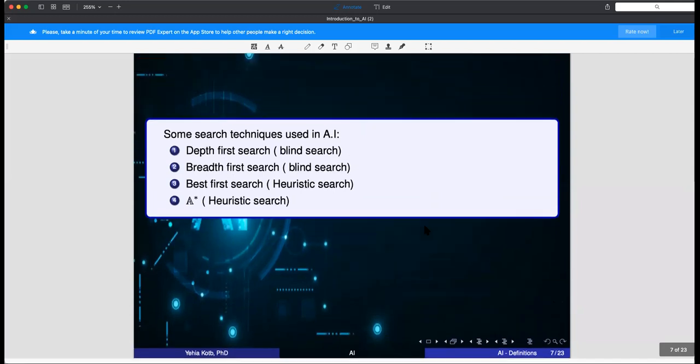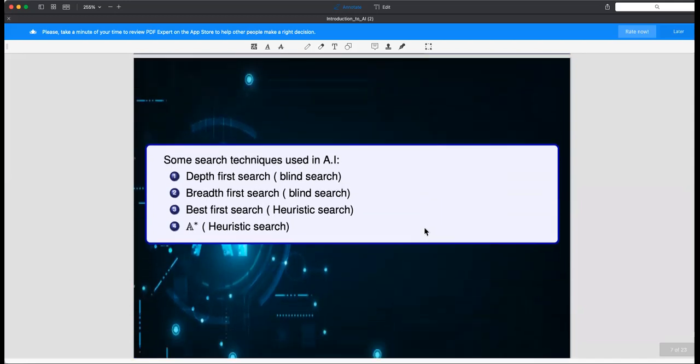All right. So the search techniques are depth first search. We call it blind search, depth first search. What is depth first search? Imagine you have a tree, and you search in the tree.